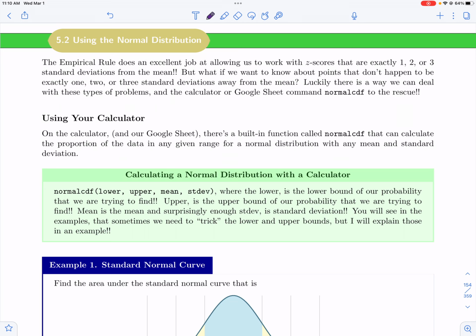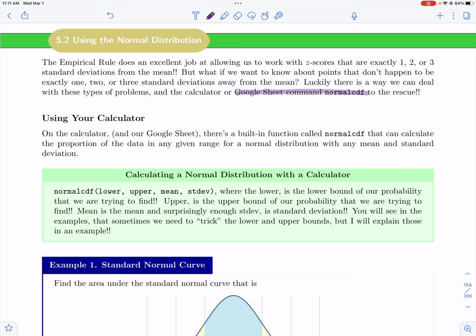And thank goodness for our calculator or Google Sheets, whatever you might have to be used. We've got this nice little command called normal CDF to the rescue that's going to allow us to do exactly that. So this one is similar to the binom CDF that we had before, and again, the CDF does stand for cumulative distribution function, just like we had before. But the normal obviously refers to the fact that we're using a normal curve for this one.